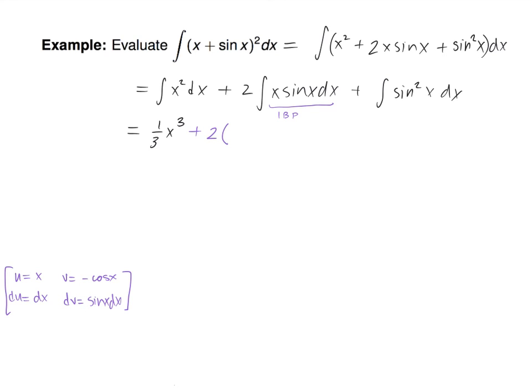Plus 2 parentheses uv, so negative x cosine x. If I say plus integral of sine x, do you agree why that's plus? Yeah, you should agree why it's plus, but it should be cosine. I was just testing you again. Obviously, that's a lie. I made a mistake. But, you know, I thought I might deceive you.